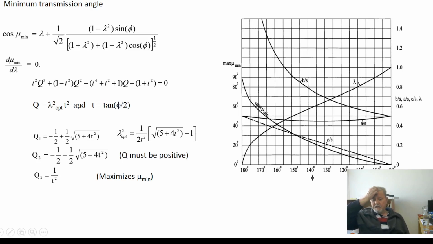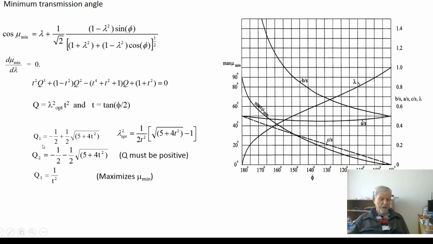Now, unlike the 4-bar case, this equation you can solve analytically. And you have three solutions. Q1 is equal to minus 1/2 plus 1/2 square root of 5 plus 4t squared. Q2 is equal to minus 1/2 minus 1/2 square root of 5 plus 4t squared. And then we have Q3 is equal to 1 over t squared. Q3 maximizes mu min. Minimizes mu min, I wrote it wrong. I will change it. This term minimizes mu min. So that's out.